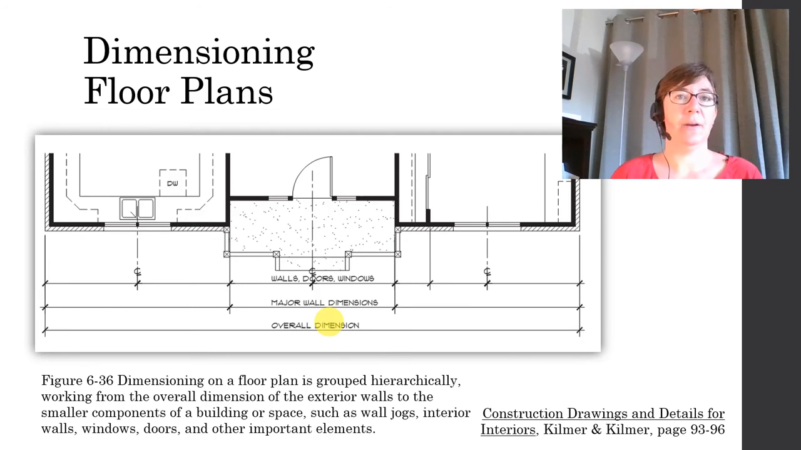So this illustration here is just to revisit the point that you group these dimensions hierarchically. You work from the overall dimension of the exterior walls, right here, overall dimension, into smaller and smaller groupings. The next section might be some major wall jogs or changes or major wall dimensions, and the next interior line might locate all of the walls, doors, and windows.